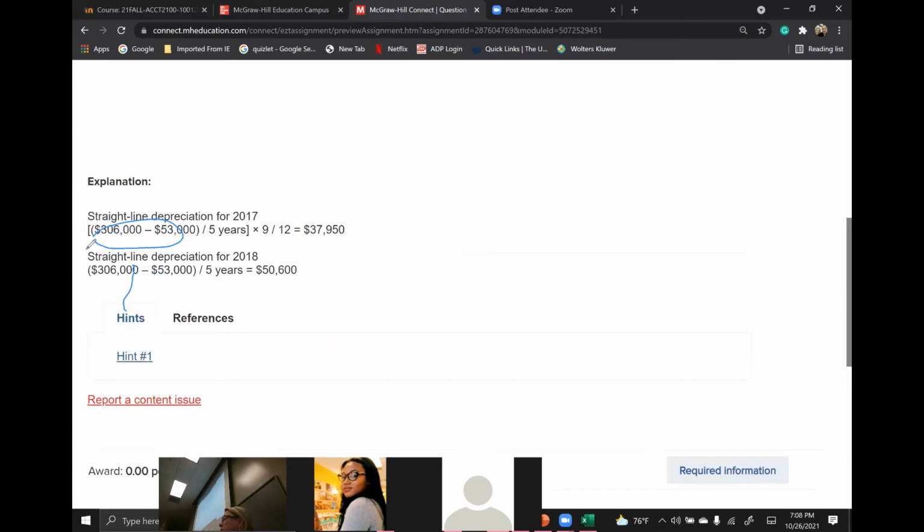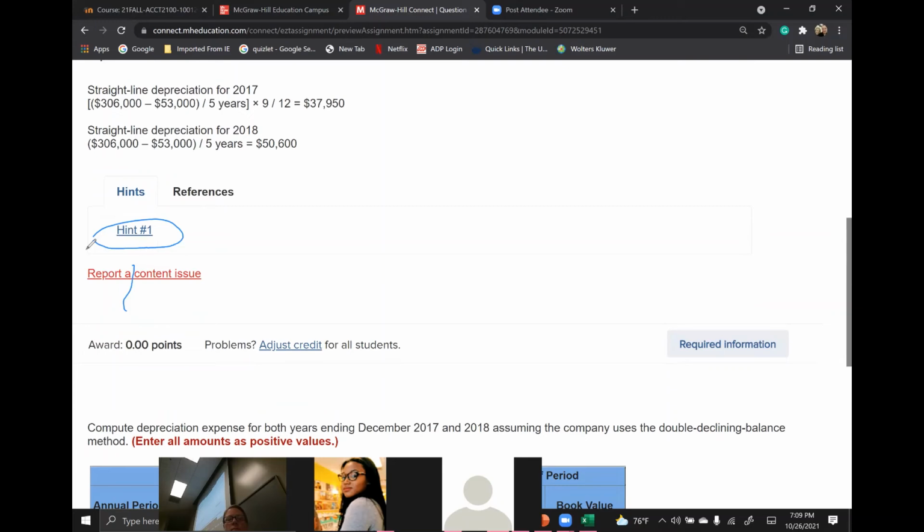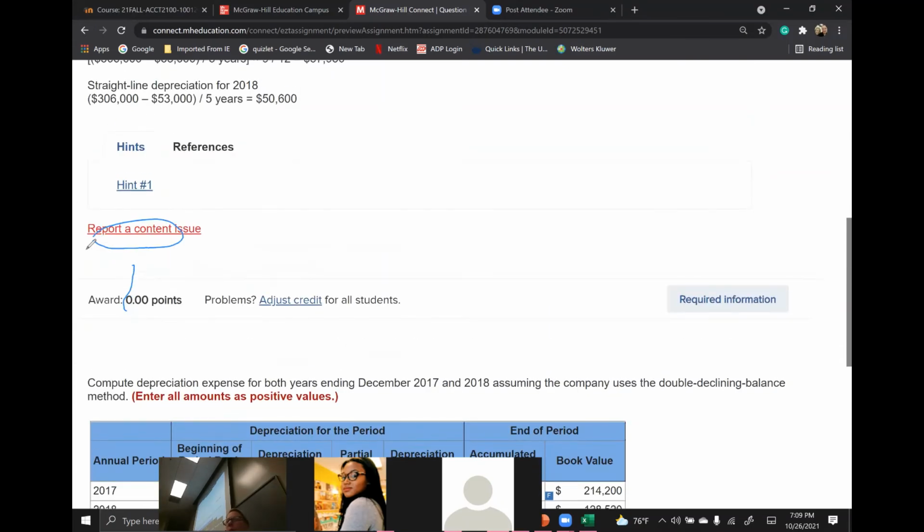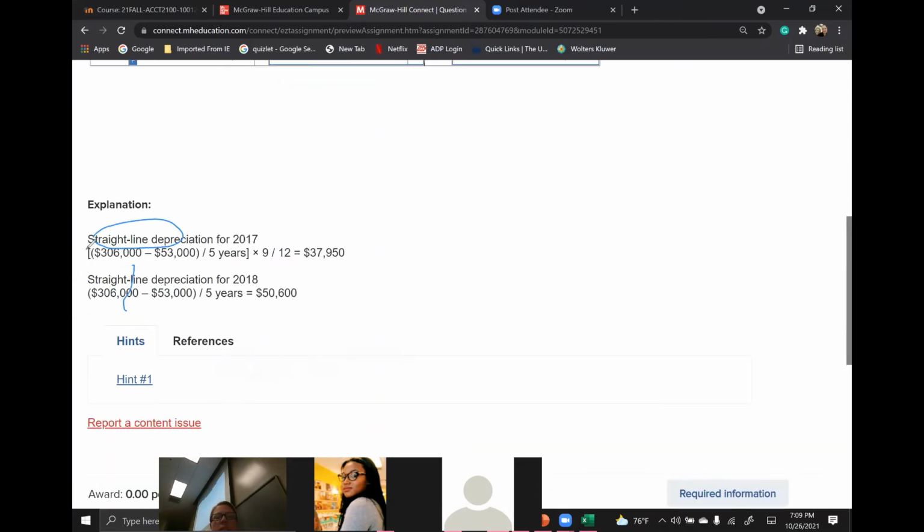Okay, so we did 2 years for the straight line and we did 2 years for double declining balance. Just remember when you're calculating out that percentage, you take 1 divided by how many years it is. So it's 1 divided by 5 in this example to come up with the 20% and then double that.